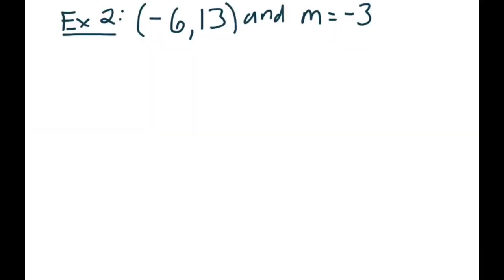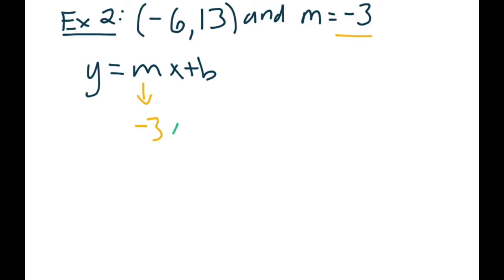Okay, so here's example number 2 now. This coordinate is -6, 13, and we have a slope of -3. We're going to do the same thing. We need to put it in y equals mx plus b. So I'm going to write that y equals mx plus b. Our slope here we know is -3, so I'm going to put that in for my m.